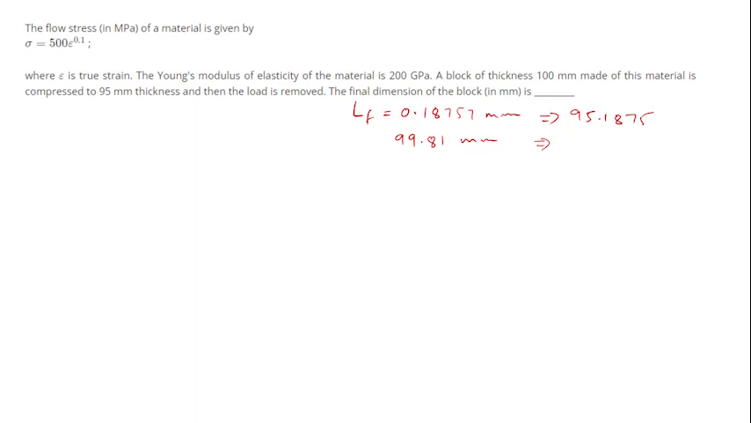Okay, let's read this question. The flow stress of a material is given by this. Flow stress we will use wherever there is plastic deformation, where epsilon is true strain. The Young's modulus of elasticity of the material is 200 GPa. A block of thickness 100 mm made of this material is compressed to 95 mm. So H initial is 100 mm and H final is 95 mm. Then the load is removed, then the final dimension of the block.